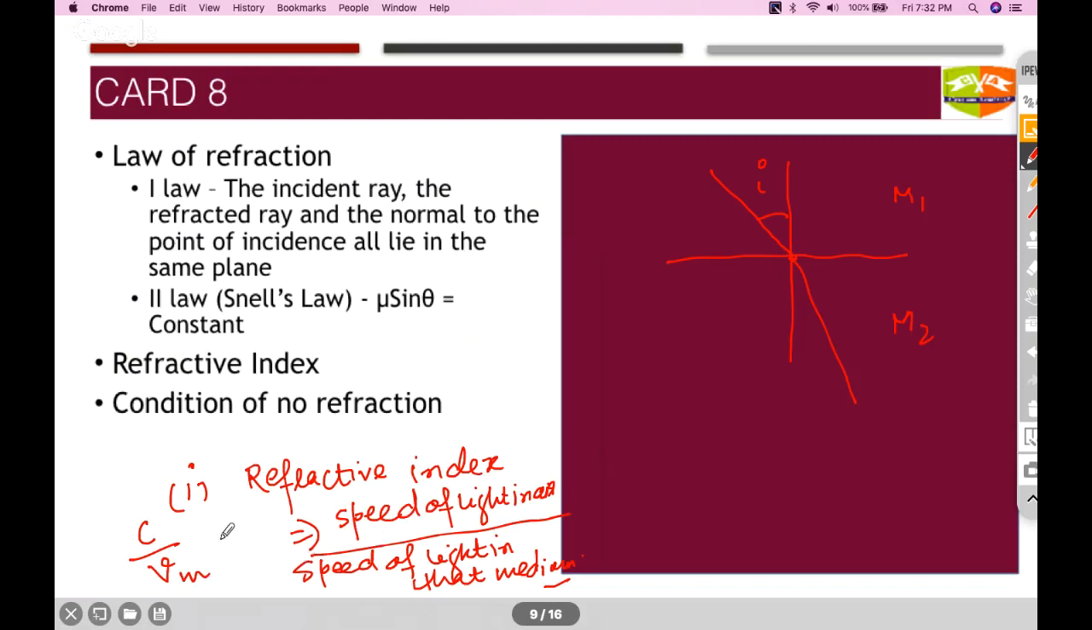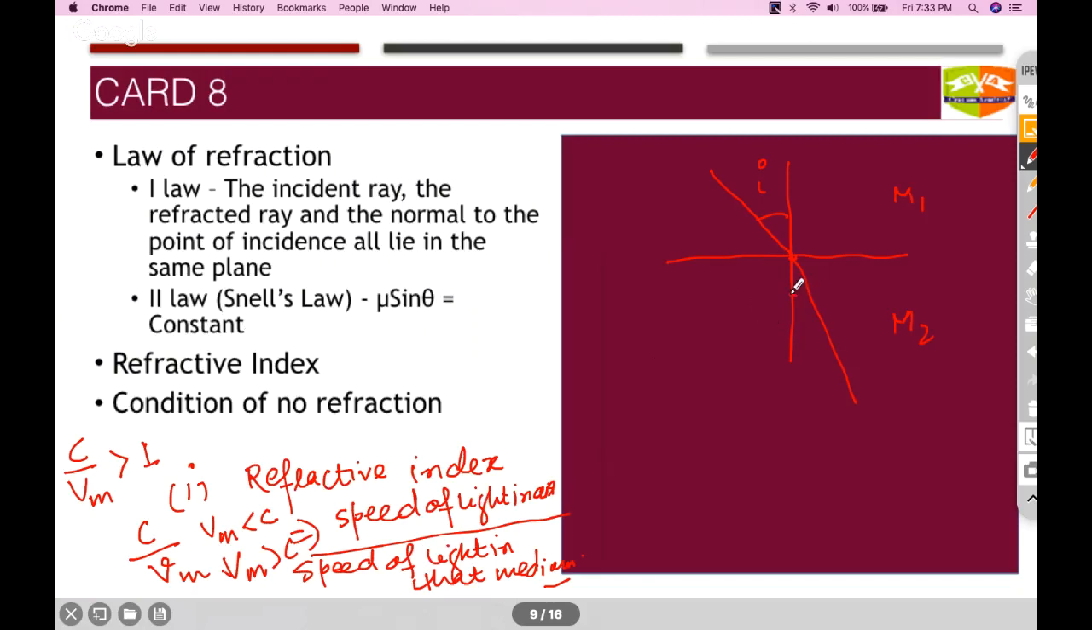Now try to understand, if it is a denser medium, Vm would be less than c. If the medium is denser than air, it will slow down the speed of light. Hence Vm would be less than c. If Vm is less than c, then this ratio c by Vm would be greater than 1. So for a denser medium, denser as compared to air, refractive index would be more than 1. If there is a medium that is rarer than air, in that scenario Vm would be greater than c and refractive index would be less than 1. So that is how you define the refractive index.